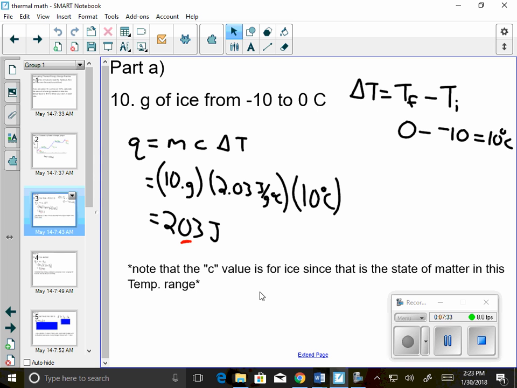Other thing worth noting is what I wrote down here. Note that the C value is used for ice because that's the temperature and the state of matter that we're in right now.